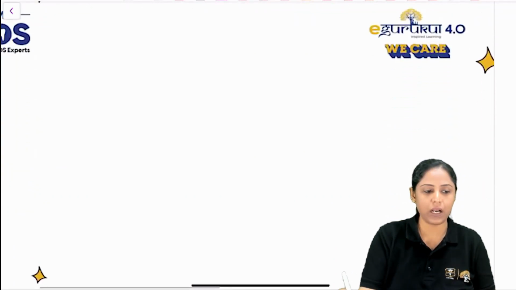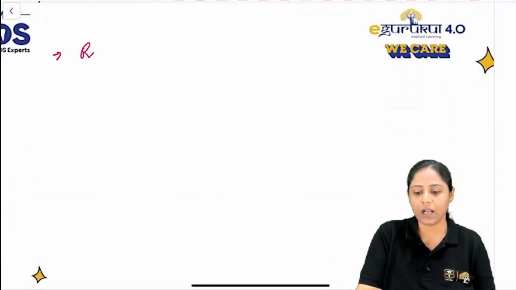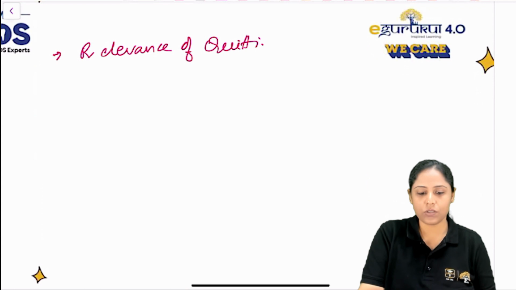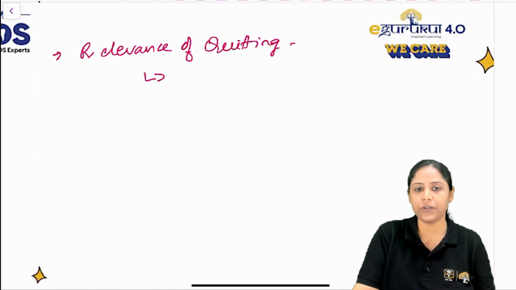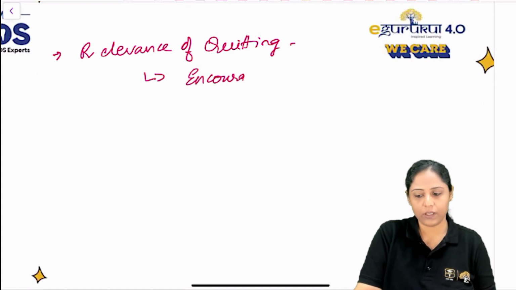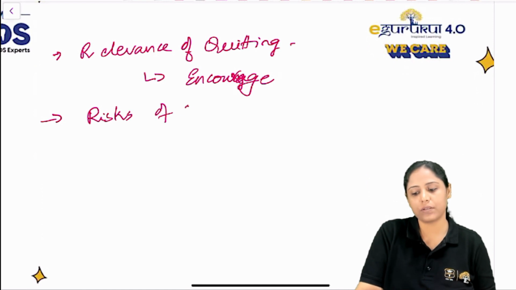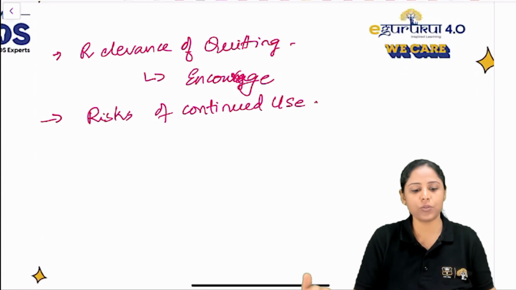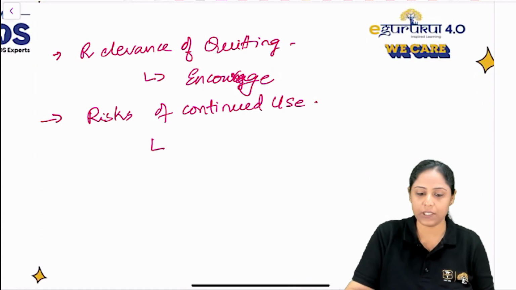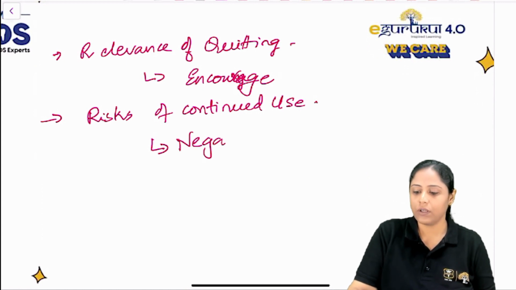We look into the 5 R's. So the first R is relevance of quitting. So we encourage the patient to indicate why quitting is personally relevant. The second R is risk of continued tobacco use. So ask the patient to identify potential negative complications, negative consequences of tobacco use.